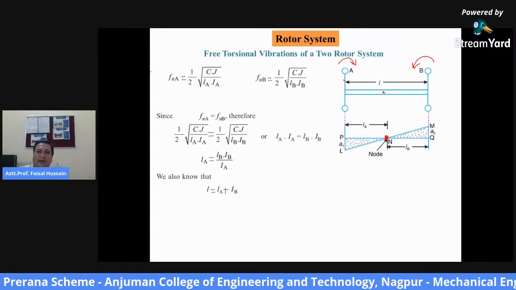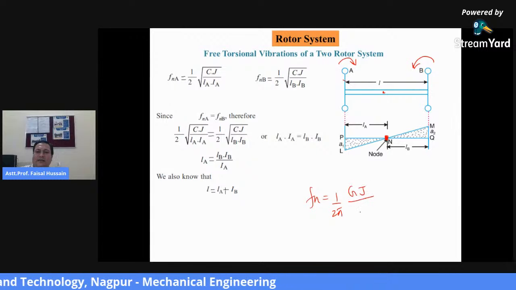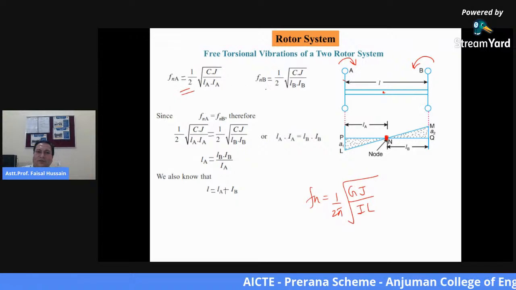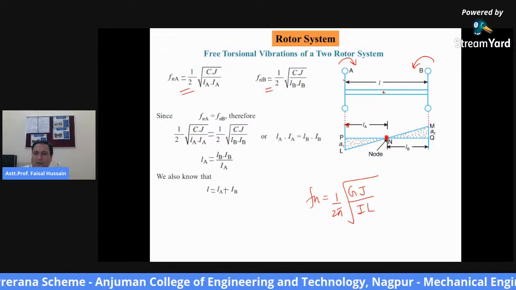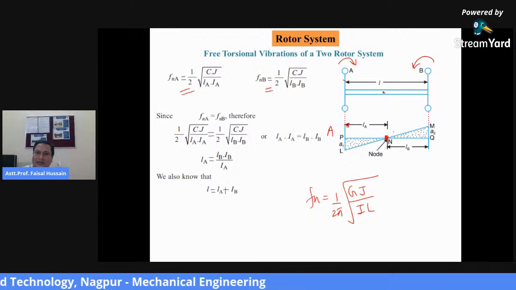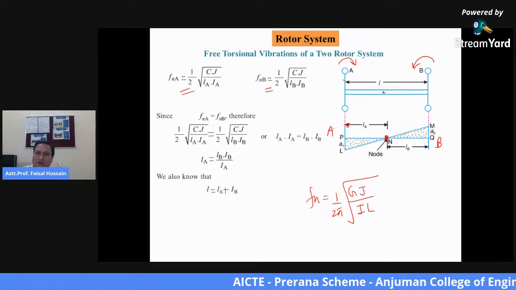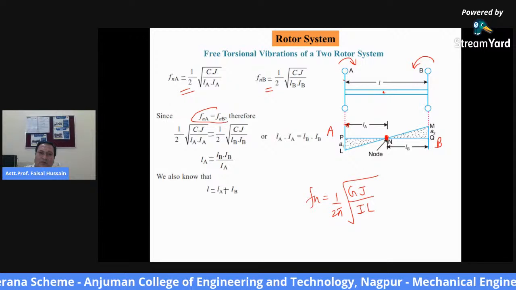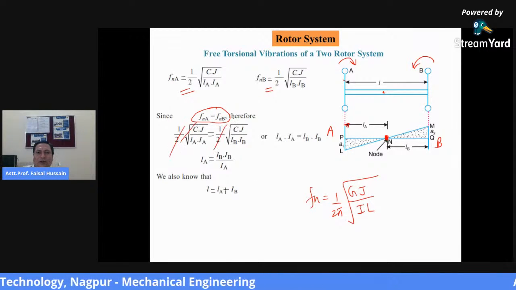So the natural frequency equation is Fn equal to 1 upon 2 pi root of G into J divided by I into L. This is the frequency equation. So the frequency at rotor A is this, the frequency of rotor B will be this. From the node, let this distance be LA from rotor A, and let LB be the distance of the node from rotor B. As both the rotors are mounted on the same shaft, the frequency of A will be equal to the frequency of B. If you substitute, 1 by 2 pi gets cancelled, the root cancels.